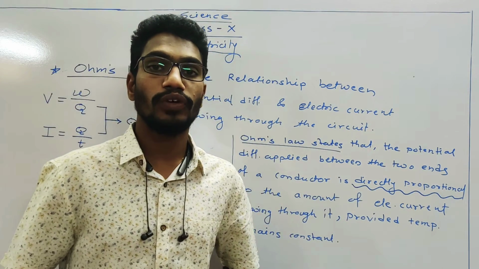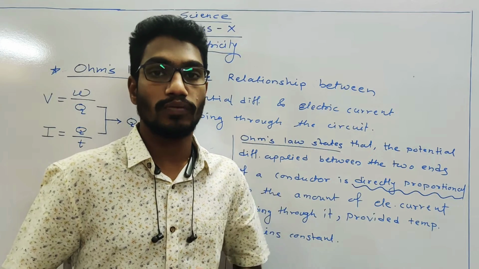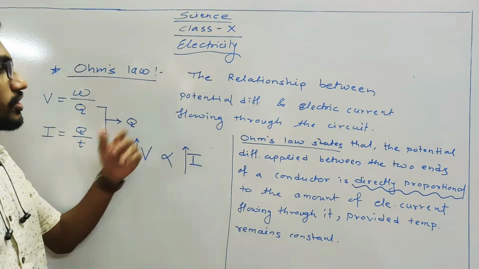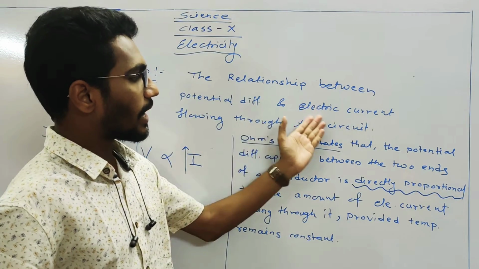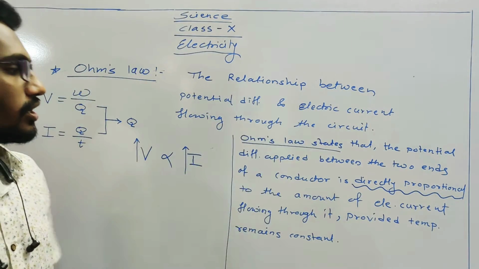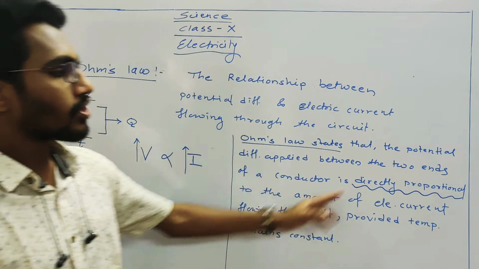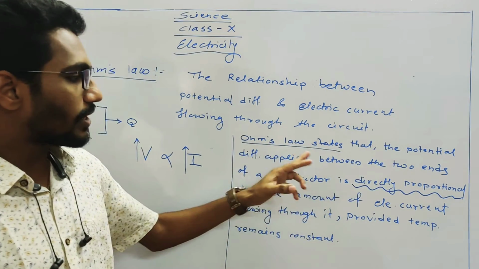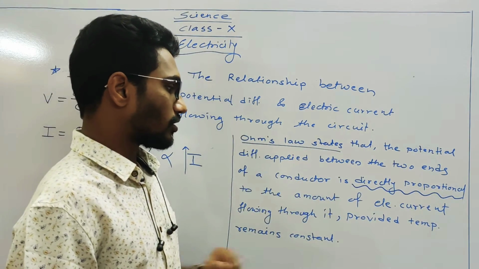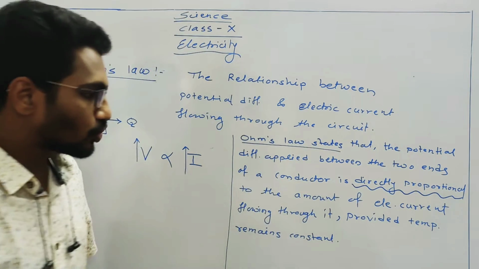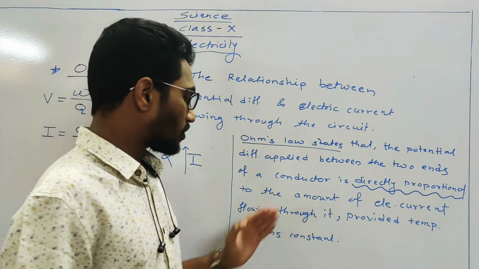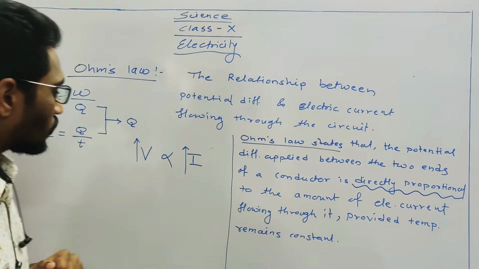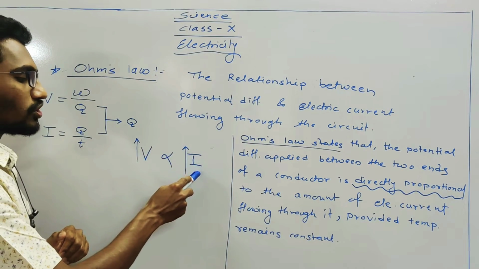In the last video we learned about the statement of Ohm's law. Ohm's law is nothing but the relationship between the potential difference and electric current flowing through the conductor. The statement says that the potential difference applied between the two ends of a conductor is directly proportional to the amount of electric current flowing through it, provided temperature remains constant. That means V is directly proportional to I.